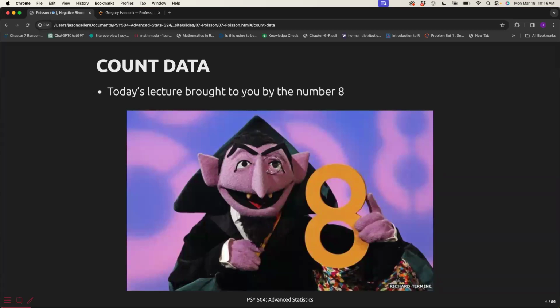And a lot of us in here are using count data in our work. So I use count data a lot in the eye tracking work that I do. I use number of fixations, so how often someone looks at particular images or pictures or words, right? That's count data. And several of you in here are using count data.